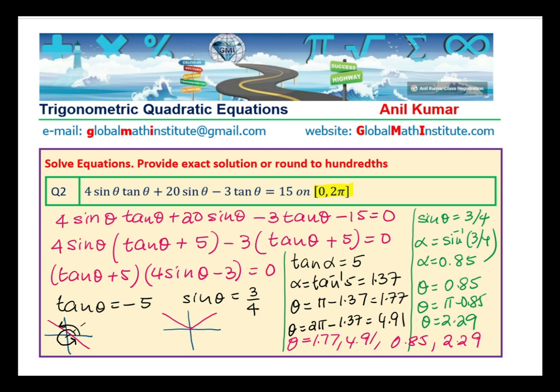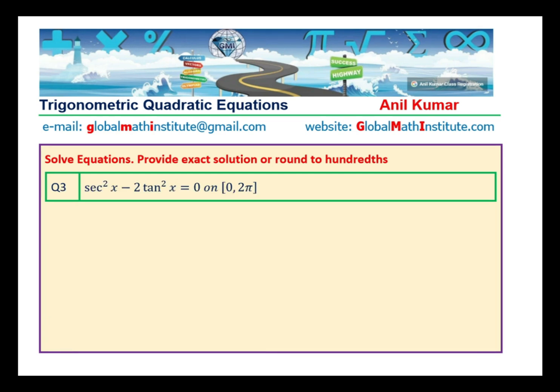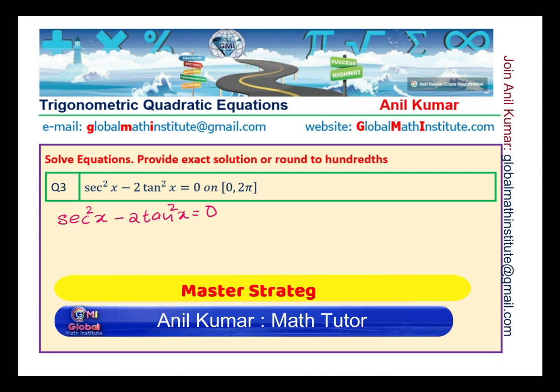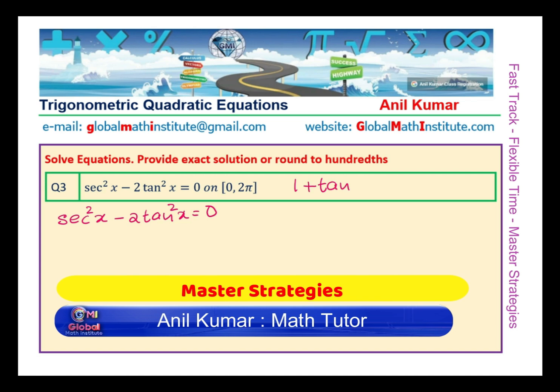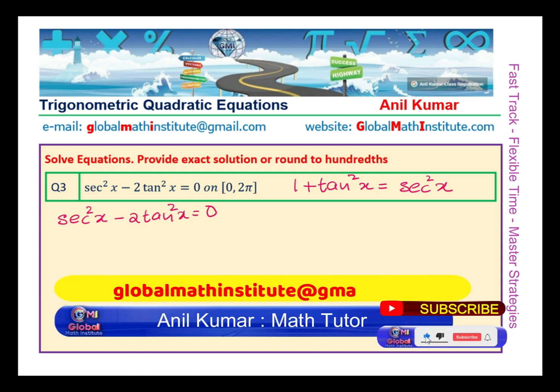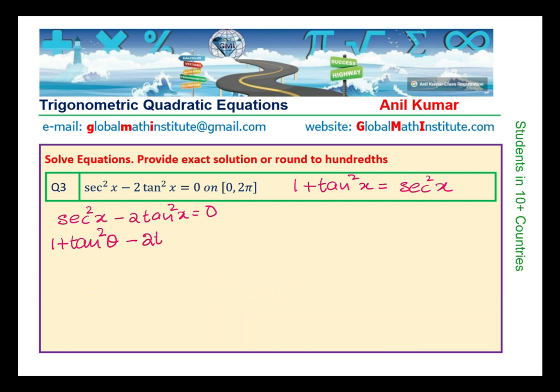Now let's move on and take up the next question, which is secant square x minus 2 tan square x equals 0. Now 1 plus tan square x is secant square x. We can use that identity, right? So I'll replace secant square x with 1 plus tan square x, minus 2 tan square x.